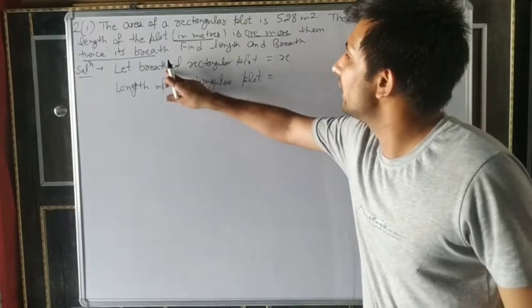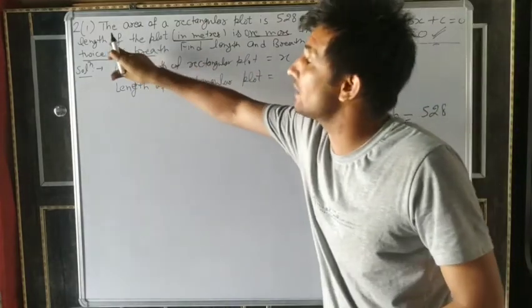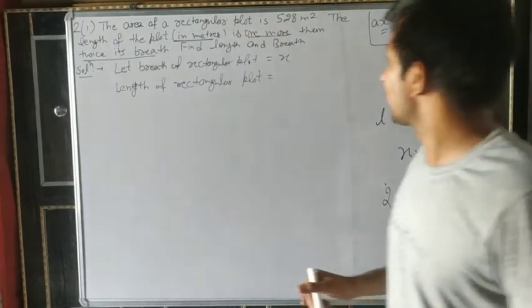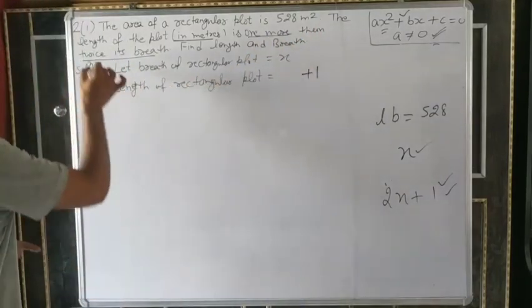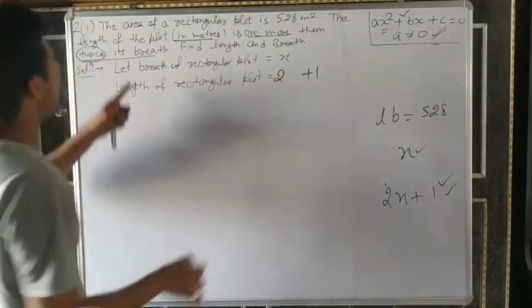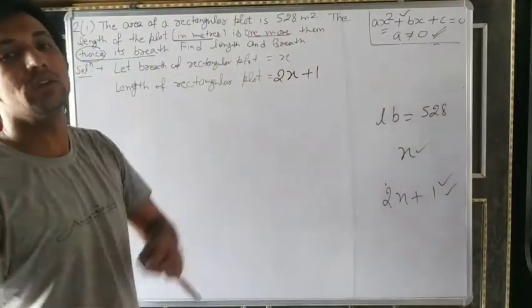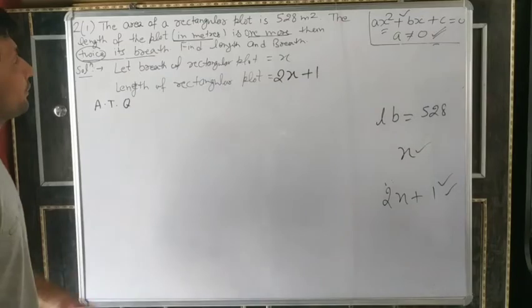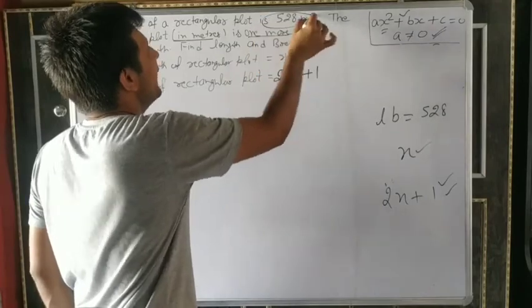That's why I write the breadth of the rectangular plot is x. Because in the question the length is given in comparison to breadth. Length is one more than twice its breadth. So breadth is x, so twice is 2x. So what is the length? 2x plus 1. Therefore according to the question, dear, everyone knows whatever is given in the question we will use it. What is it? It is area, and area is length into breadth.